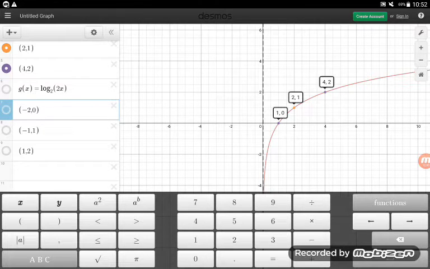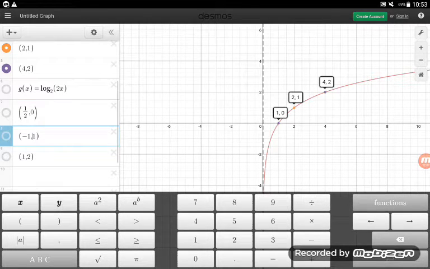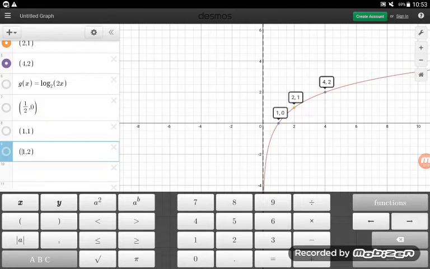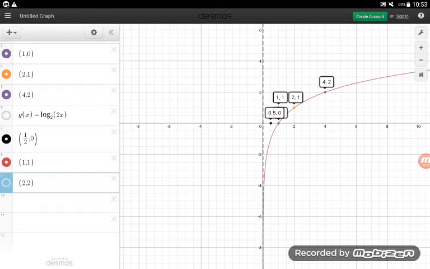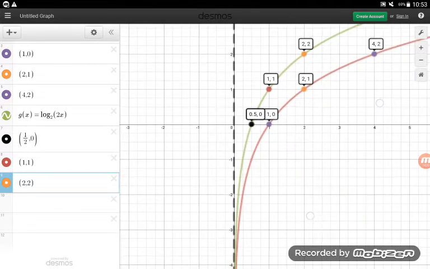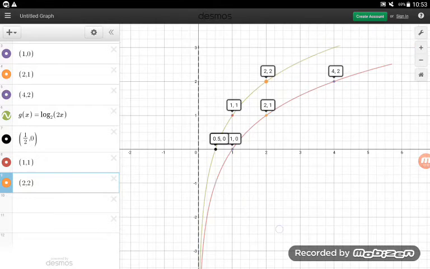So I'm going to have, so this 1, 0 would be 1/2, 0. 2, 1: if right now the x coordinate is 2, divide that by 2, I get 1, right? And then for 4, 2, that will be at 2, 2. And let's see if our prediction is correct. And you can see that it is. Our prediction is correct.